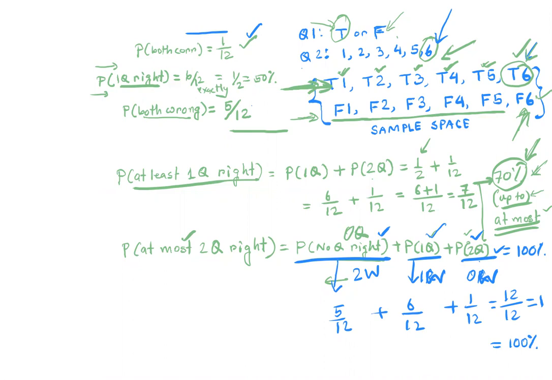The same question could be asked slightly differently. Probability of at most 2 questions wrong. Probability of at most 2 questions wrong. You can go ahead and do it.